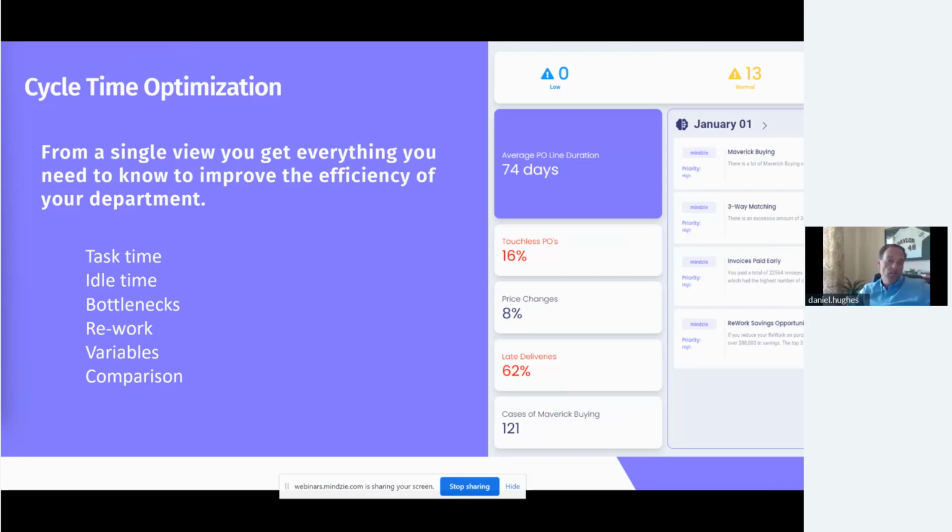You can look at resource idle time. Do you have people that sit and wait on work to get to them? Maybe you could reallocate those resources so that they can better utilize their time. On the opposite end of that, you'll be able to see bottlenecks in your process. Do you have a lot of work that piles up in one group that's waiting on people to be able to get to it and execute it?